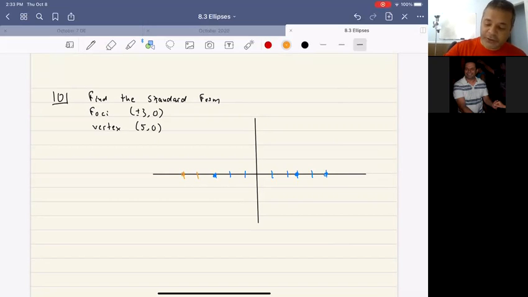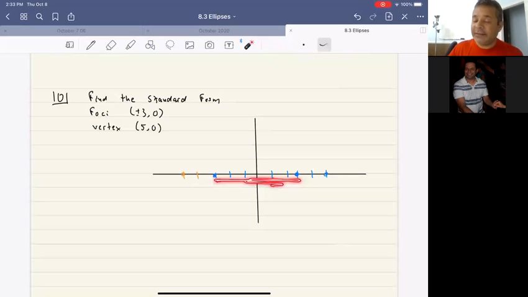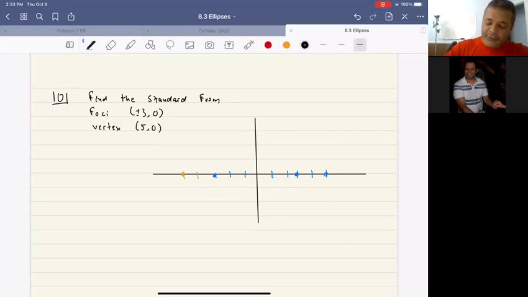Since the foci are on this axis, it's going to be oriented with the longer side left and right. So we know it's going to be x squared over 5 squared, because that's the a, plus y squared over, I don't know b yet, but we'll find it, equals 1.